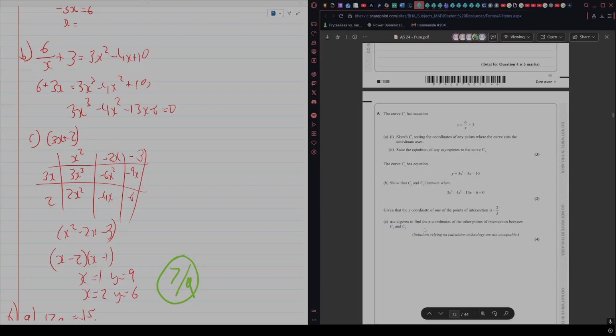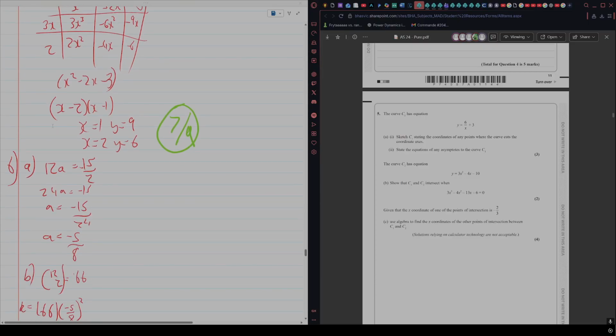Well, you know that this is one of the factors, 3x plus 2, since x equals minus 2/3 is the solution, so therefore this is a factor. You divide, blah, blah, blah, do all the factor theorem stuff, and then there's your solutions.